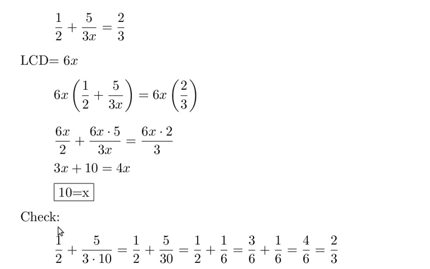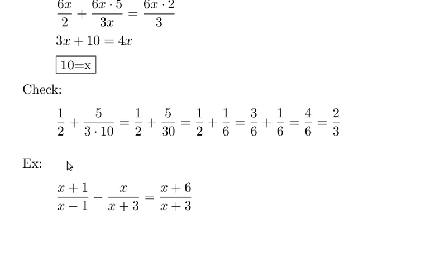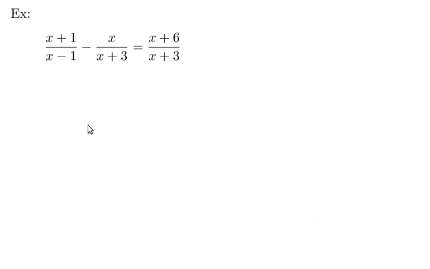Alright, so now let's go on to the second example, which was x plus 1 over x minus 1 minus x over x plus 3 equals x plus 6 over x plus 3. This one, as you can probably already see, is kind of long. It's going to take a while to figure it out.